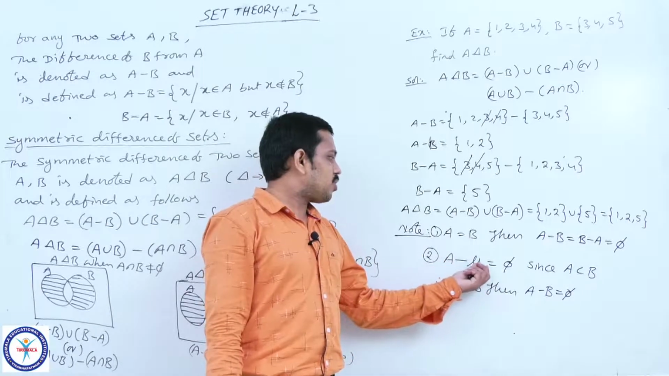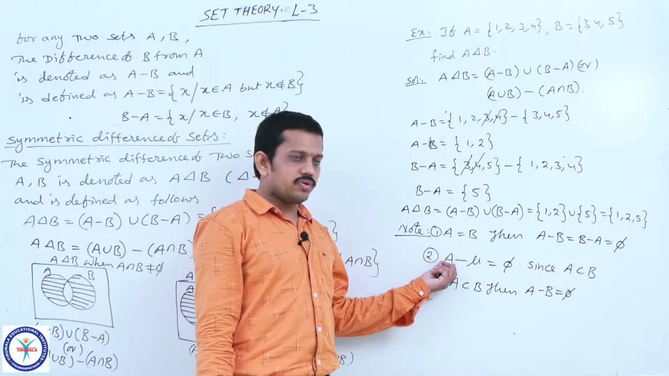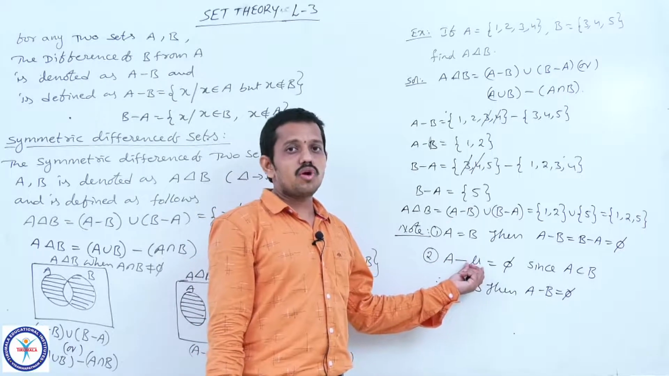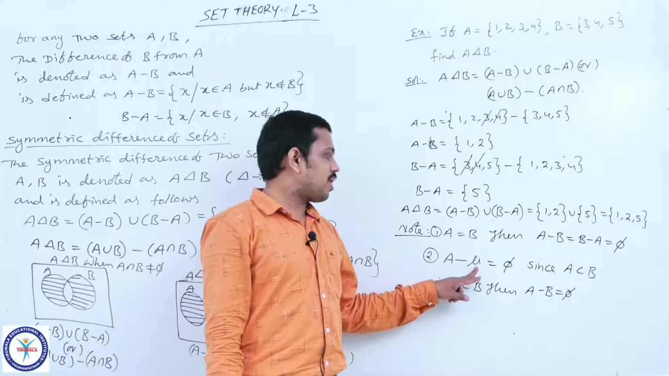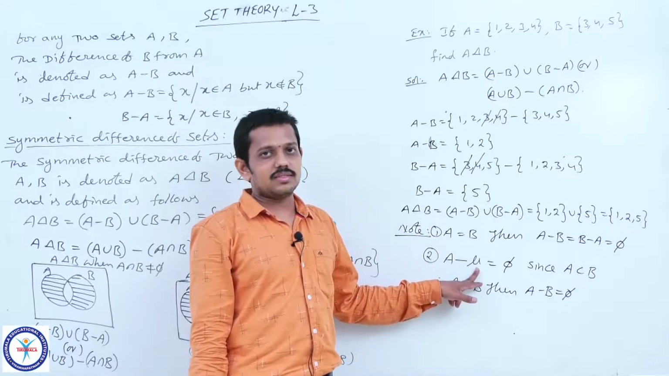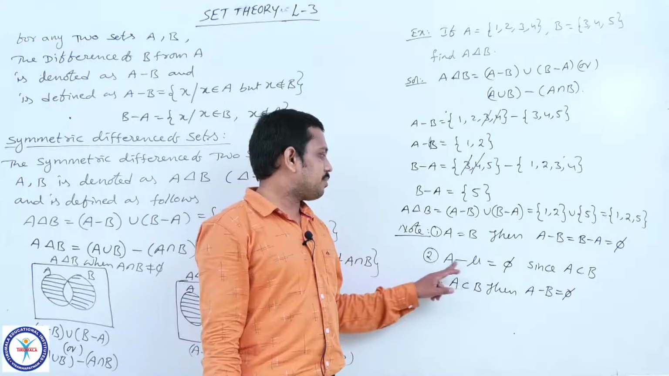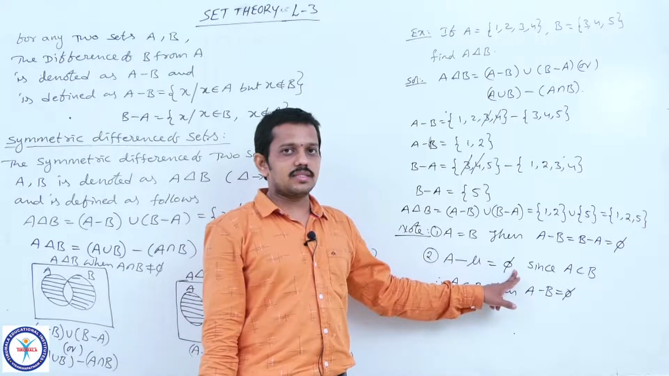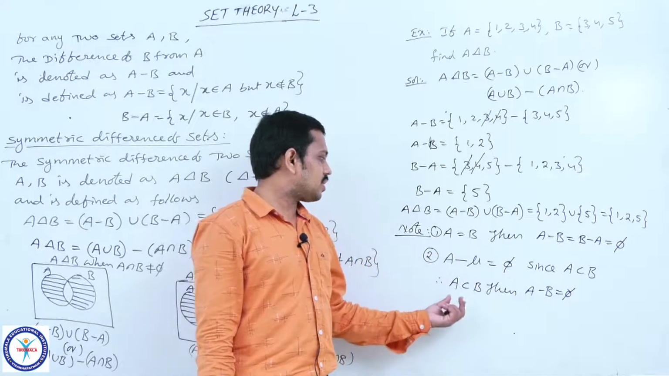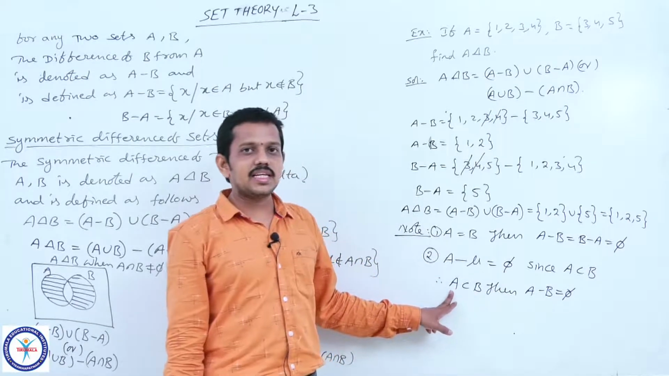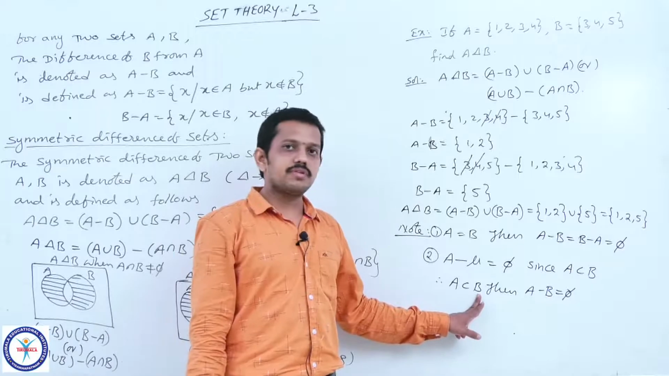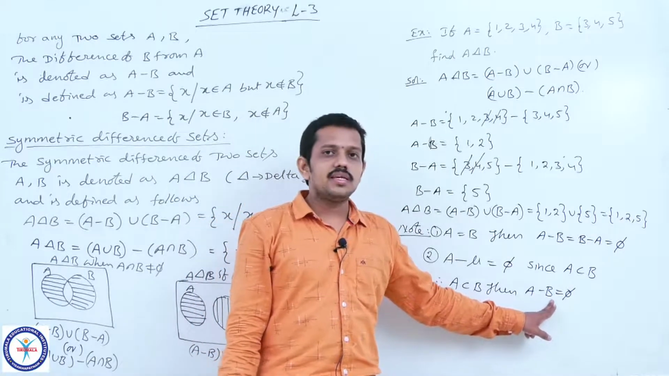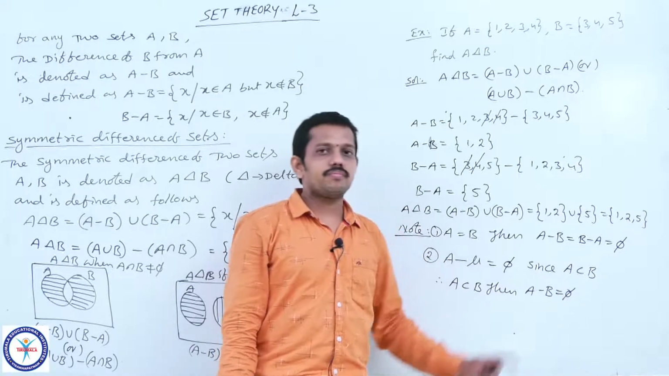Then A minus mu means only the elements of A which are not elements of mu. But there is no element in A which does not belong to the universal set. So the difference between a set and the universal set gives the null set. From this we conclude that if any set A is a subset of another set B, then A minus B is equal to phi.